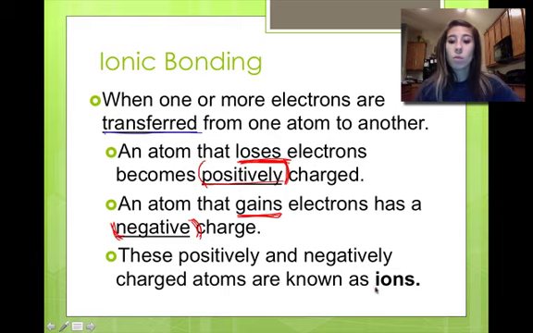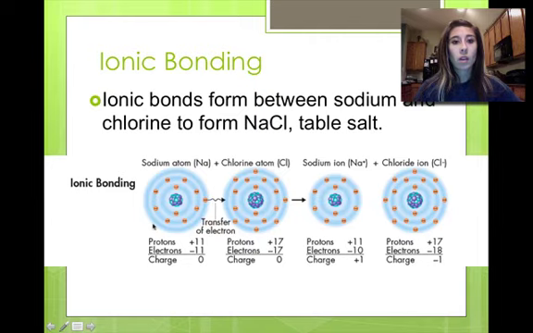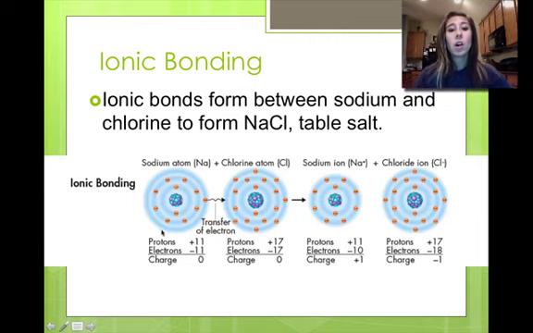And we know them to be ions. So atoms that have given away or gained these electrons, we call ions, and they will have positive and negative charges. Okay, so for example, let's take a look at NaCl, also known as table salt. So we can see that we have sodium and chlorine together.